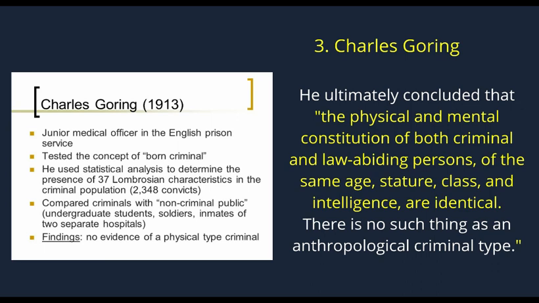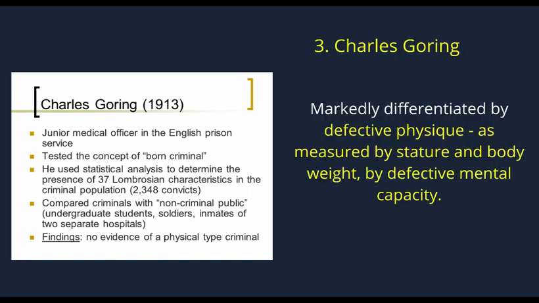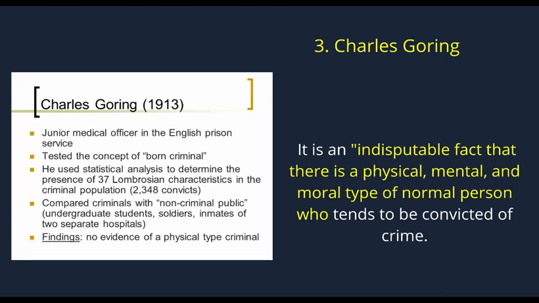There is no such thing as an anthropological criminal type. He did, however, assert that it is an indisputable fact that there is a physical, mental, and moral type of normal person who tends to be convicted of crime. That is to say, our evidence conclusively shows that, on average, the criminal of English prisons is markedly differentiated by defective physique, as measured by stature and body weight, by defective mental capacity.